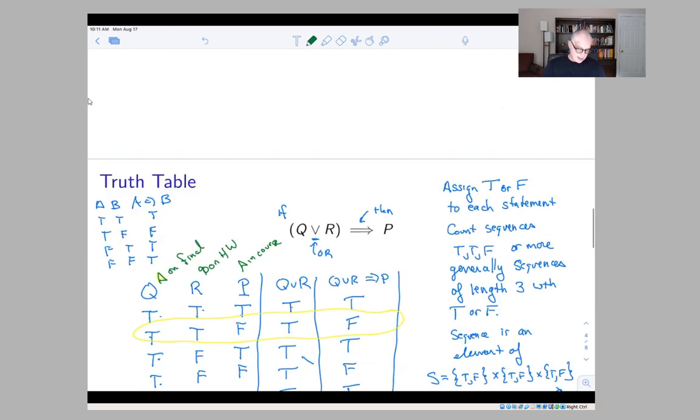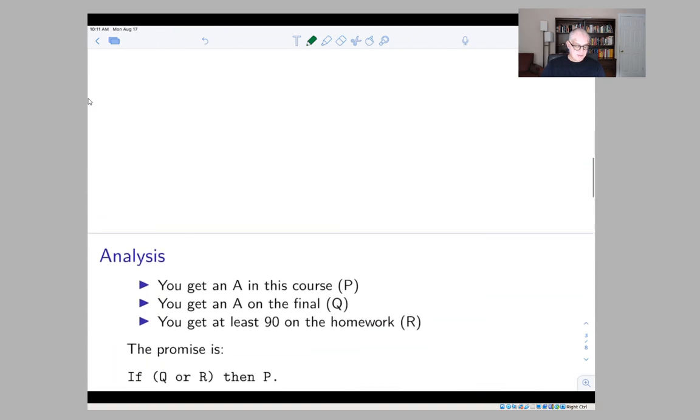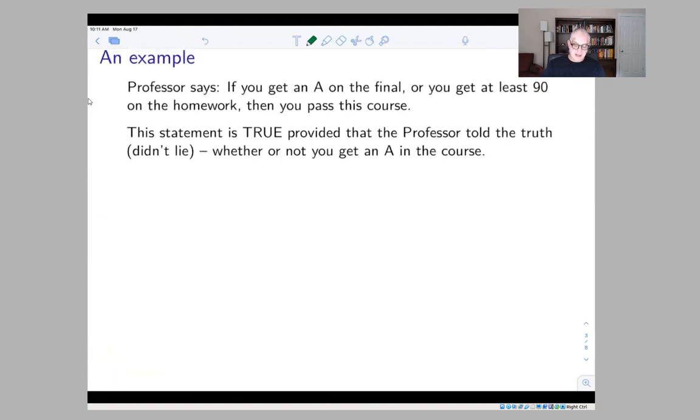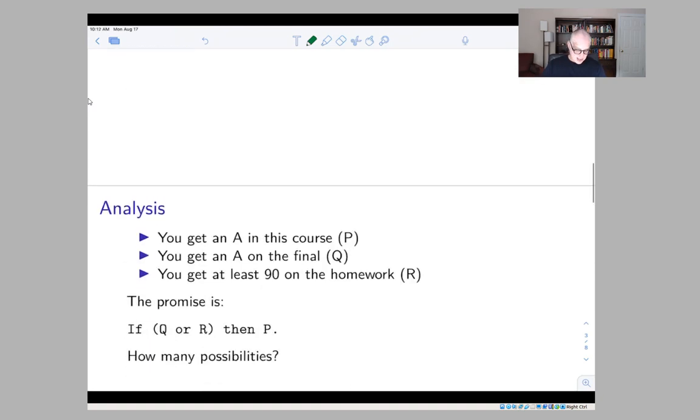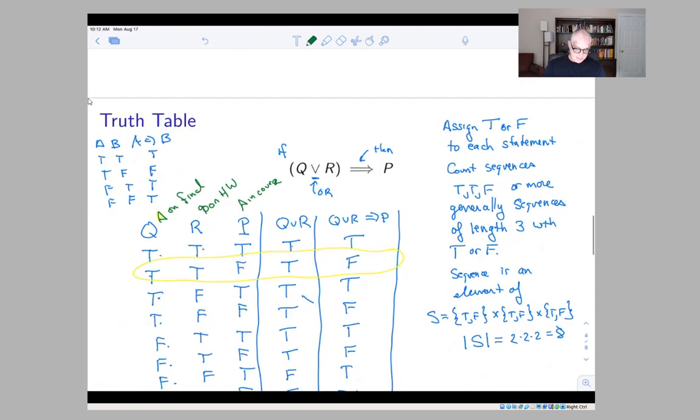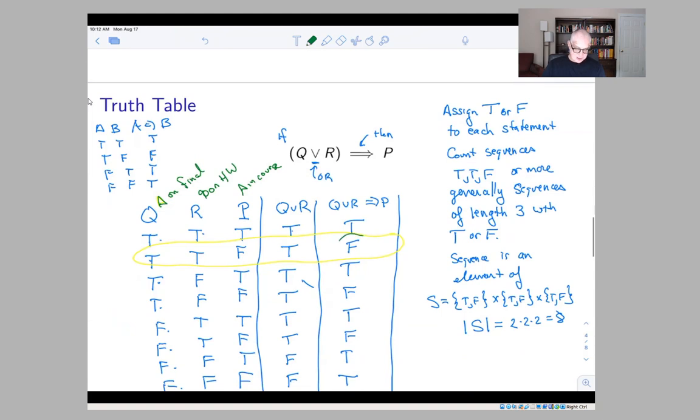So in this situation, what's happened is you got Q or R is true. In fact, you got an A on the final and a 90 on the homework. And yet, nevertheless, you did not get an A in the course. Well, if you look back at what the professor promised, that if you got an A on the final or you got at least 90 on the homework, then you passed the course. And here's a situation where you got both an A on the final and a 90 on the homework, but you failed the course. So the professor lied, and that's why we have a false here.